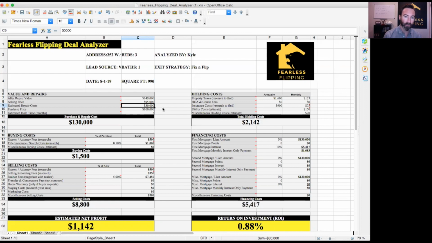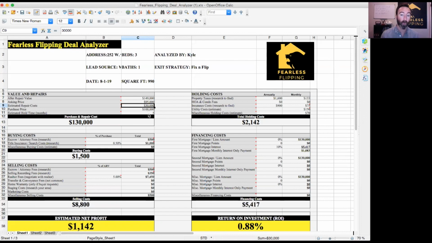Again, $20 times 1,000 is $20,000, and I know it needs a roof, and I know it needs a new AC system. Both of those are about $5,000 each based on the size of the house. So my estimated repair costs are going to be right around $30,000.